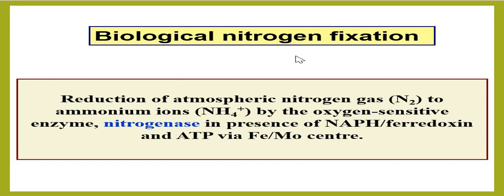Now come to the biological nitrogen fixation. So what is biological nitrogen fixation? Biological nitrogen fixation is simply the reduction of atmospheric nitrogen to ammonium ions by an oxygen sensitive enzyme. You should note it, the enzyme nitrogenase, which is present in the bacteria. This is an oxygen sensitive enzyme, and this conversion also requires ATP. So the main requirement of biological nitrogen fixation is the nitrogenase enzyme present in the bacteria or microorganism. That means it requires a biological system to fix the nitrogen into the available forms.